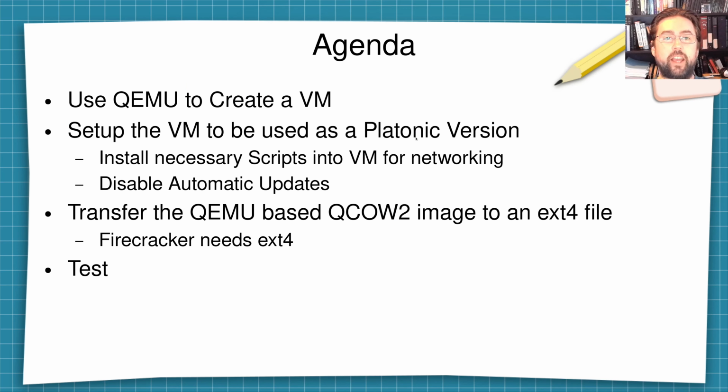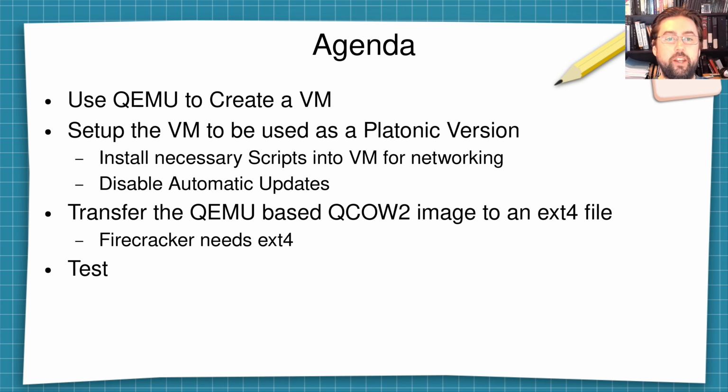What we're going to do today is create a VM using QEMU. We're going to set up this VM in order to be used by our Ansible scripts so that we can create a real concrete version of our Kubernetes cluster. So what we're doing in this video is creating the platonic version, and this virtual machine will be copied, and then the copy will be used by our Kubernetes cluster.